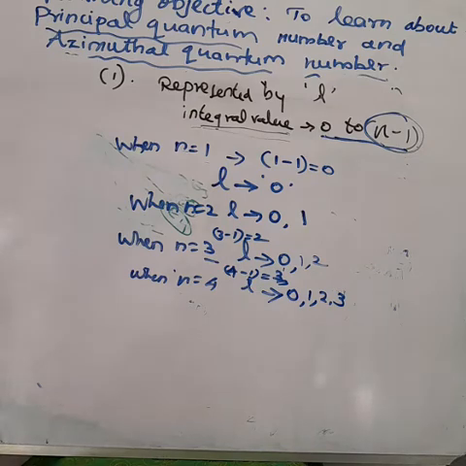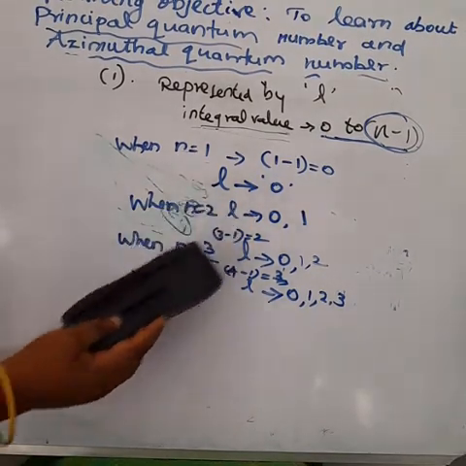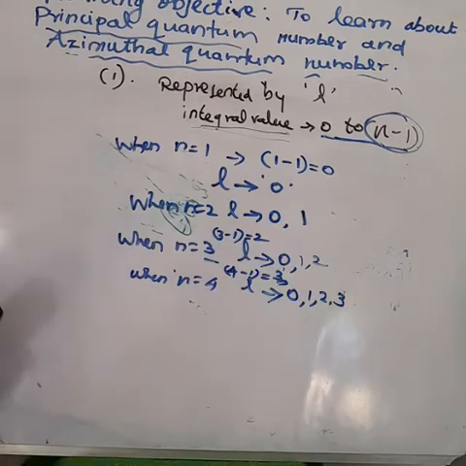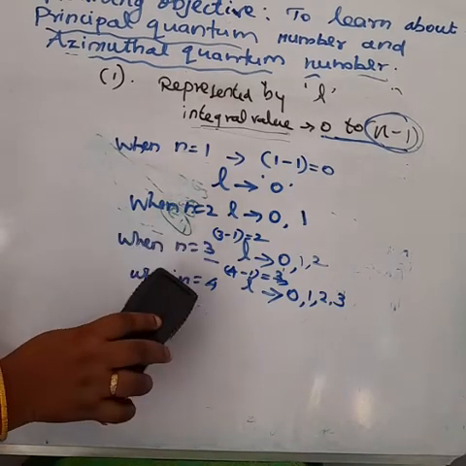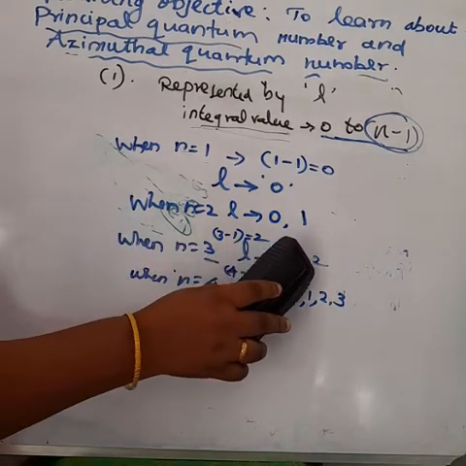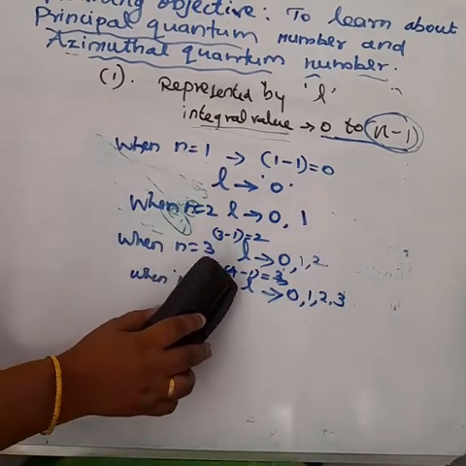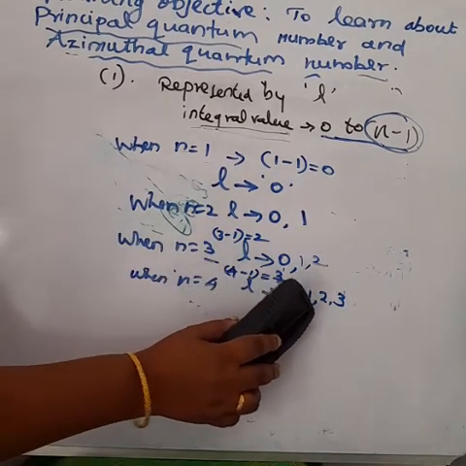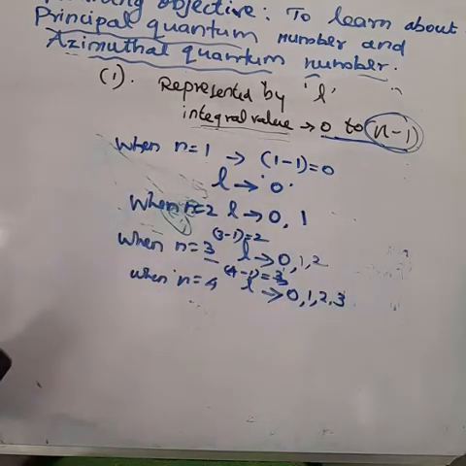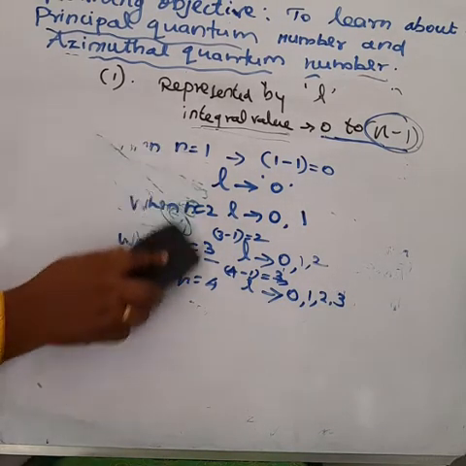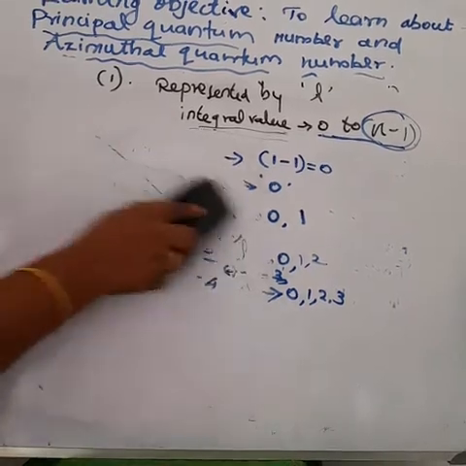So n is equal to 1 means what is the integral value? l is equal to 0. n is equal to 2, integral values of l are 0 and 1. n is equal to 3 means the integral values of l are 0, 1, 2. And n is equal to 4 means the integral values of l are 0, 1, 2, 3. Okay, understood? These are the first point.